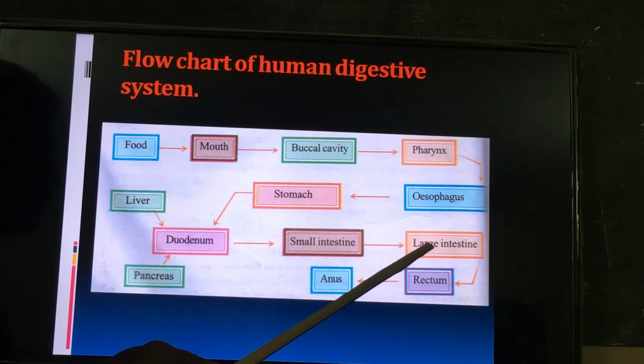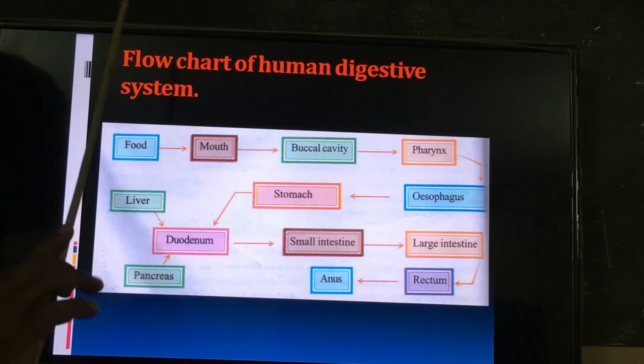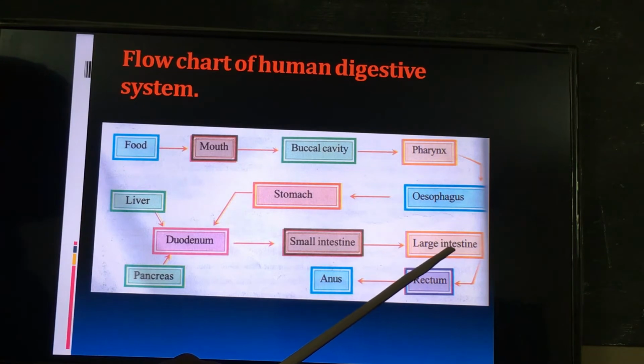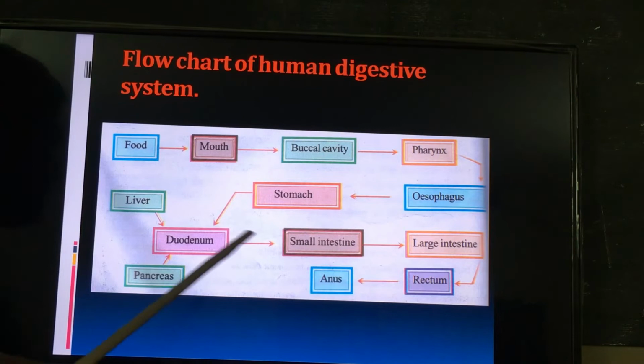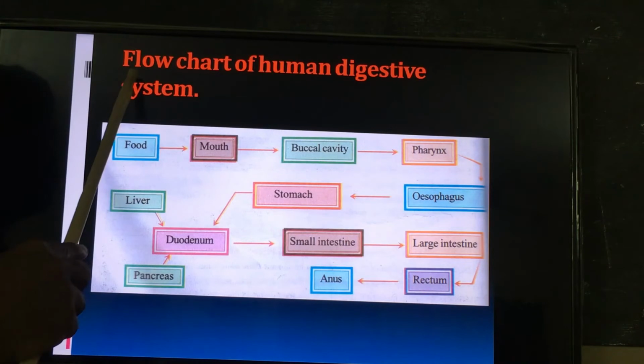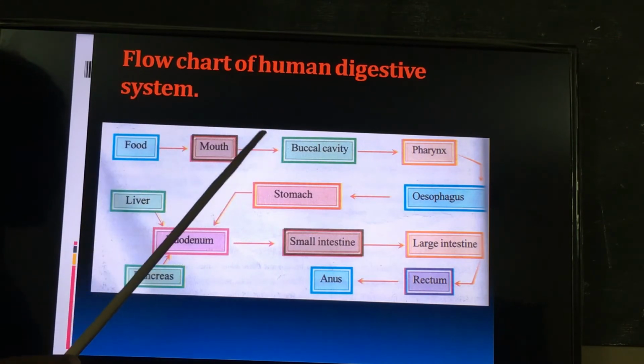Next, the small intestine opens into the large intestine. In the large intestine there is no digestion, only reabsorption. After completion of reabsorption, the large intestine opens into the rectum. The rectum opens into the anus. The anus sends fecal matter to the outside of the body, that is known as defecation, as you learned. So, sending of waste material from the body through the anus is known as defecation. This is the flow chart of the human digestive system.